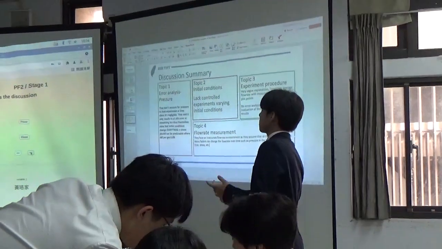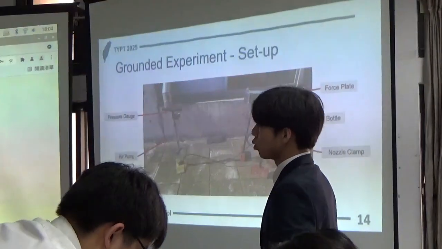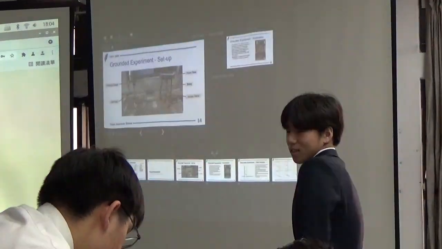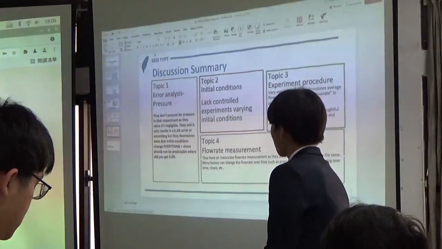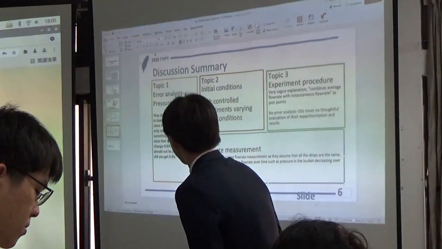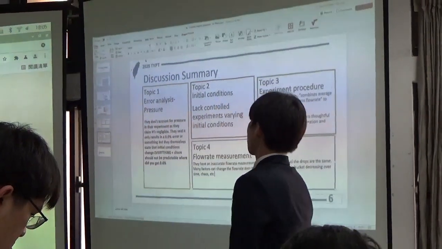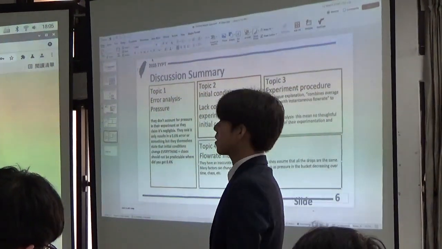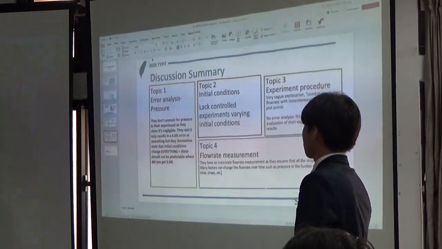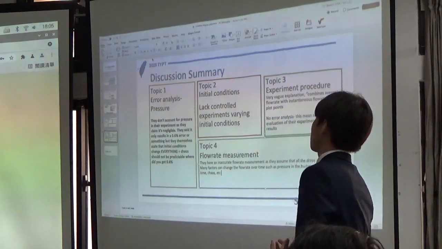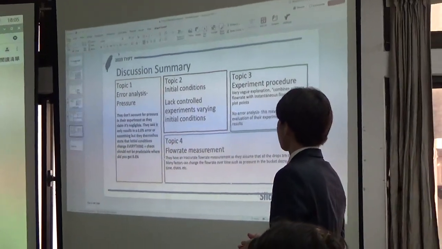Okay, this is going to be a short summary. Topic 1, error analysis. First of all, for the error analysis parts, they don't account for pressure in the experiments as they claim it's negligible. They say that the results in a 0.6% error or something, but they themselves state that initial conditions change everything, and chaos should not be predictable where you get 0.6% of error. They lack control experiments varying initial conditions.